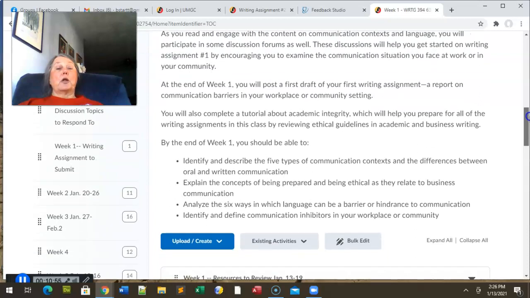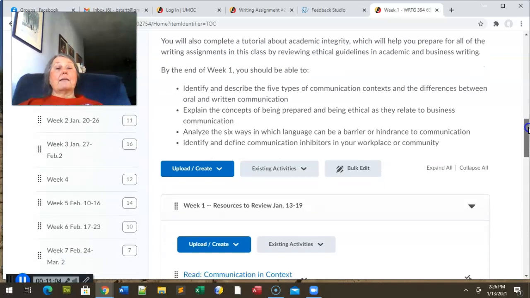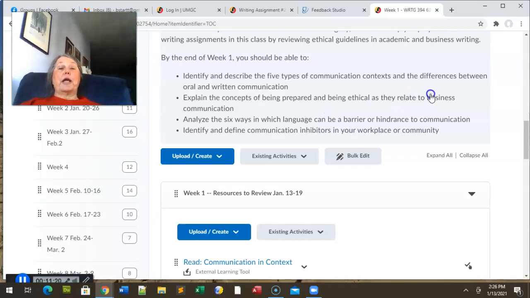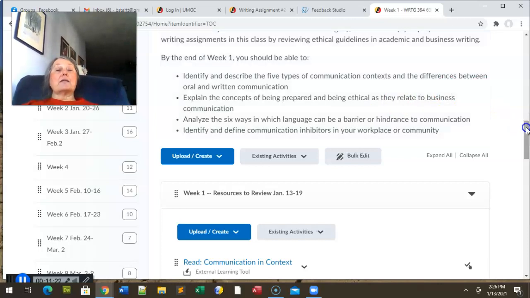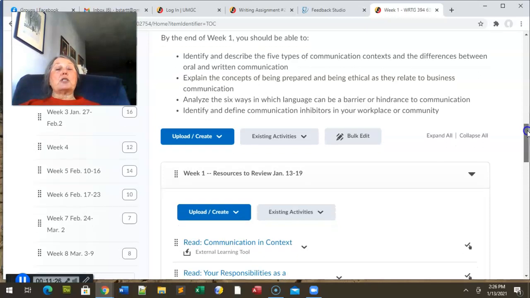At the end of this week, you're going to post your first draft, a report on your communication barriers, and you'll be able to identify the 5 types of communication contexts and the differences between oral and written communication. Explain your concept of being prepared and being ethical as they relate to business communication, and then analyze 6 ways in which language can be a barrier or a hindrance to communication.